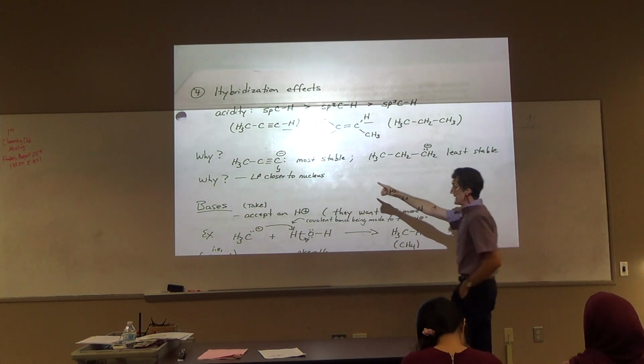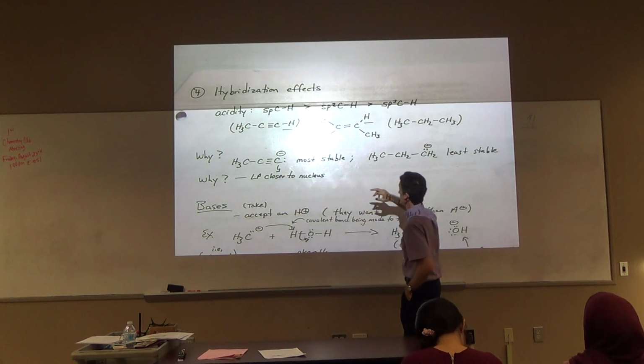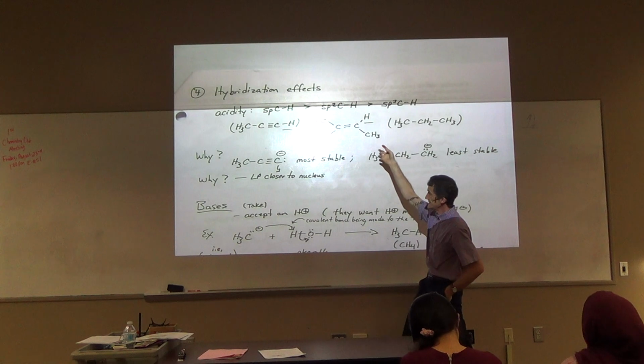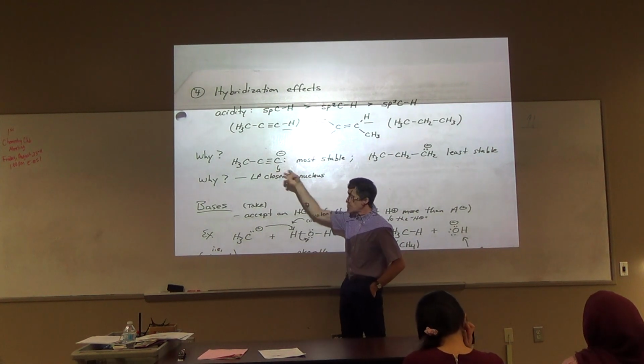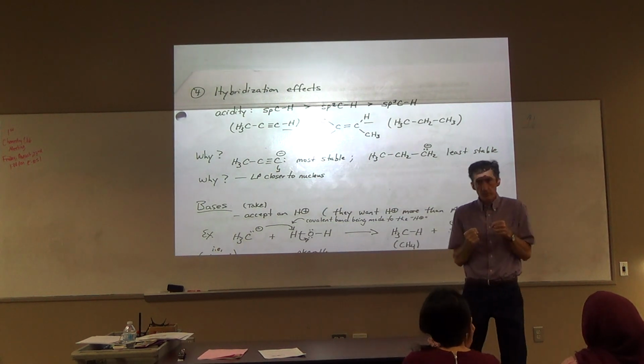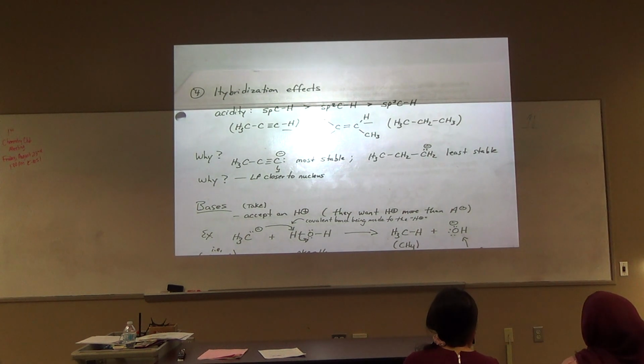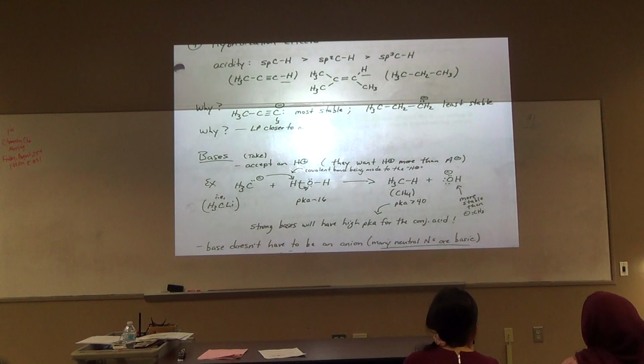That lone pair is more stable than this, because up here there was no lone pair. When it acts as an acid, it takes on a lone pair. That carbon is able to handle it better because the lone pair is closer to mama. 50% s character. Hybridization. Bases.